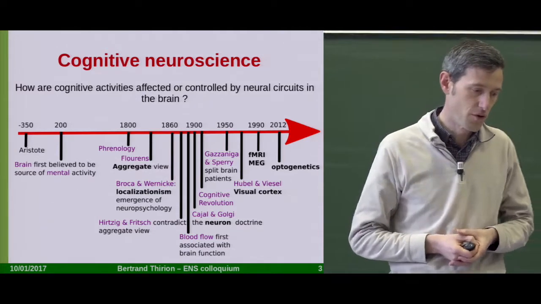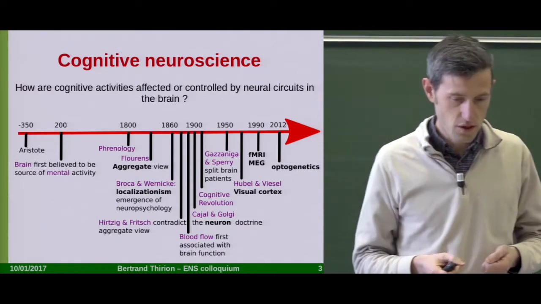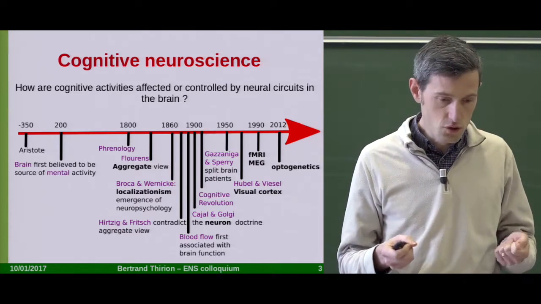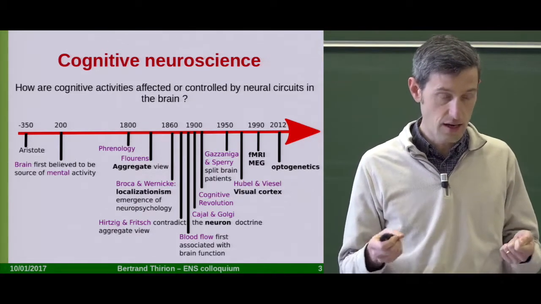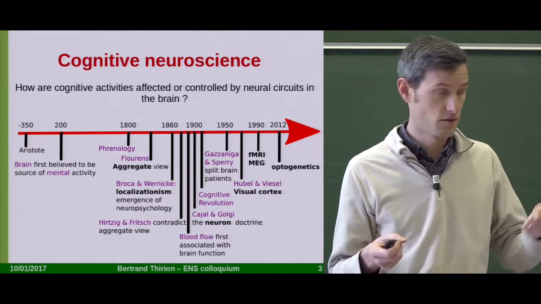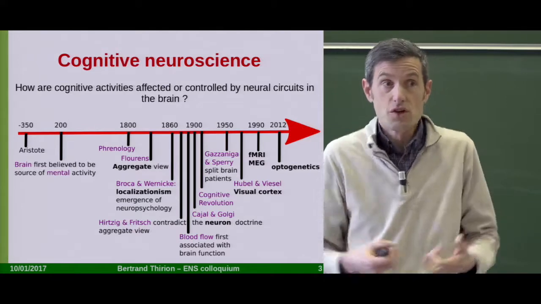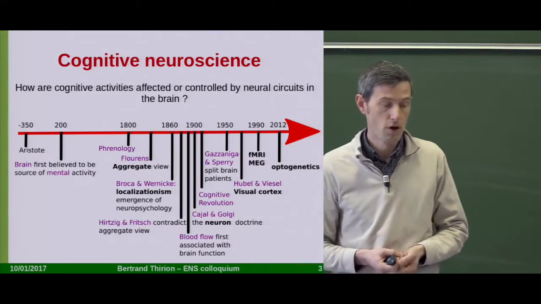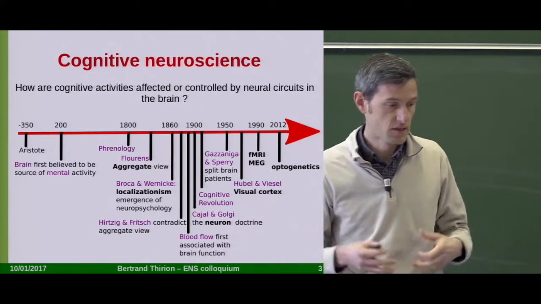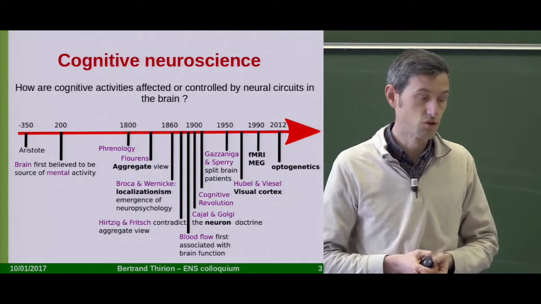the aggregate view on brain function, which was based on the observation that when you do some cognitive task, many brain systems are involved in it. The cerebellum, the cortex, subcortical structures are jointly involved when you perform a certain cognitive task. And so the idea was that everything was working together.